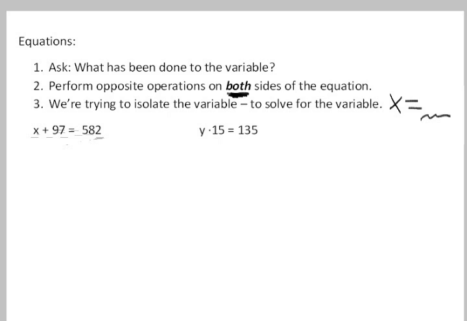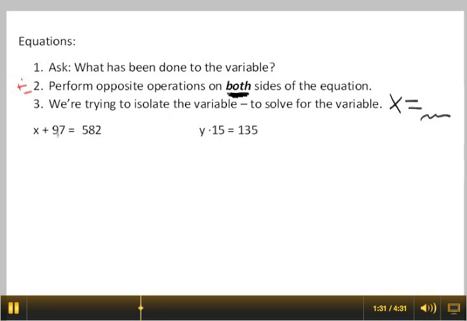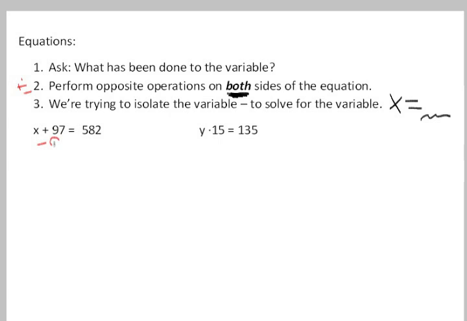In order to solve this, we're going to look at the side of the equation where the x is, over here, x plus 97. And we'll say, what has been done to x? Well, we can see that it has plus 97. 97 has been added to x. So we're going to do the opposite of addition. The opposite of addition is subtraction. And we're going to subtract 97, and we need to show that we're subtracting 97 on both sides of the equation, like this. Okay, so I'm going to work the problem vertically.